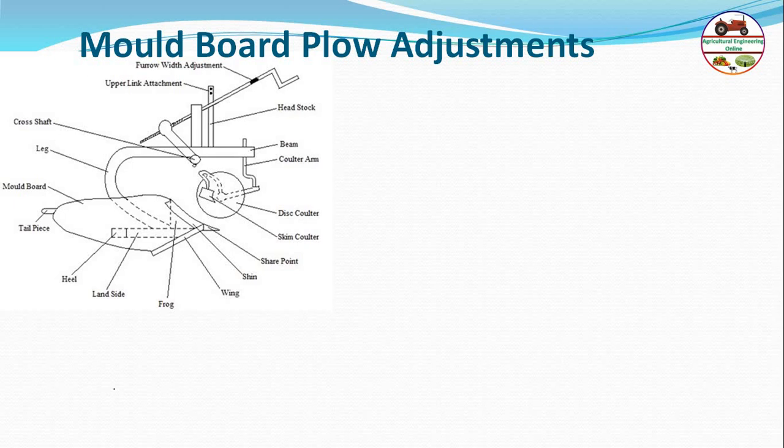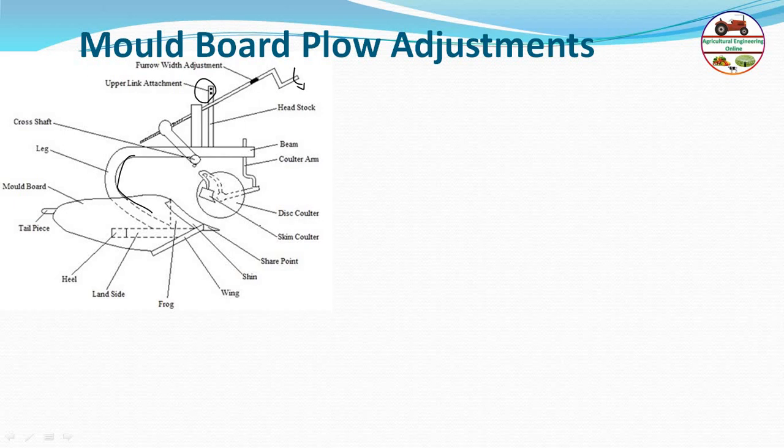Next, the different adjustments of the moldboard plow. First of all, the furrow width adjustment and upper link attachment are important points, because for different tractors you have to attach the moldboard plow so that the distance between the lower link and upper link has to be slightly adjusted. Therefore, there is an upper link attachment, this one, and there is a headstock, the beam, then the points. There is a cross shaft also, and furrow width adjustment, so that the furrow width can be adjusted a little by revolving this furrow width adjustment screw, or handle. Then there is the leg, or this L type or C type frame, which is generally used. Then the moldboard plow is attached, the moldboard bottom to the frame.